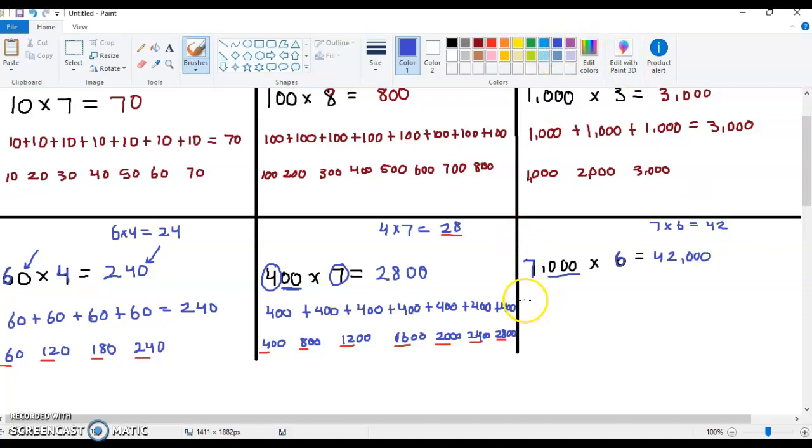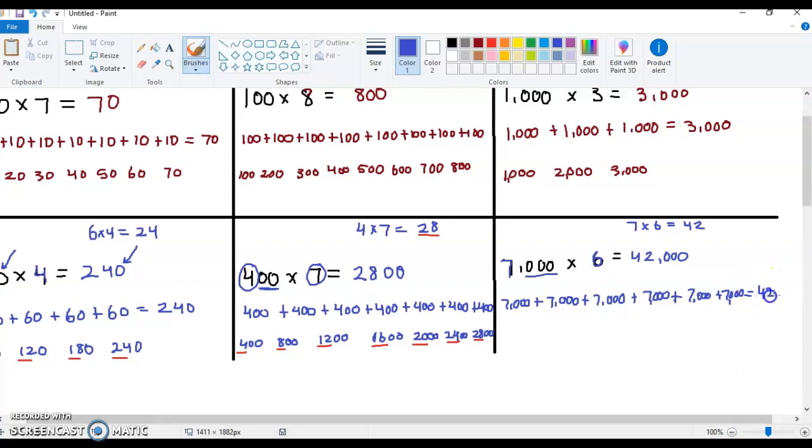So let's see, I have the number 7,000 6 times. Let's see if I can squeeze in 7,000 6 times. I think I can. I need a comma. Plus 7,000, that's 5. Plus 7,000, that's going to be 42,000. And so we go 7,000 and 7,000, that's 14,000, 21,000, 28,000, 35,000, 42,000.